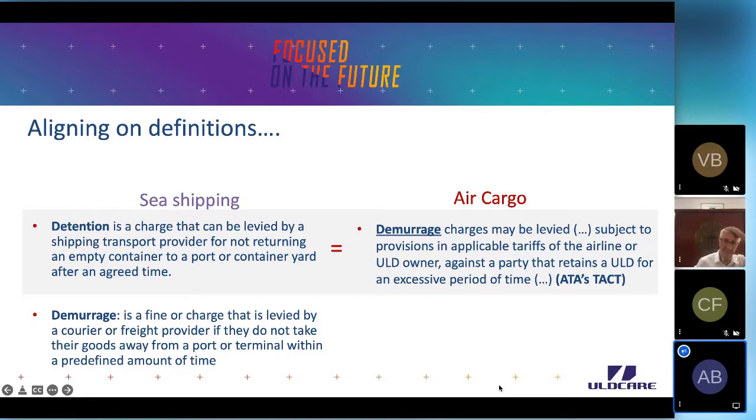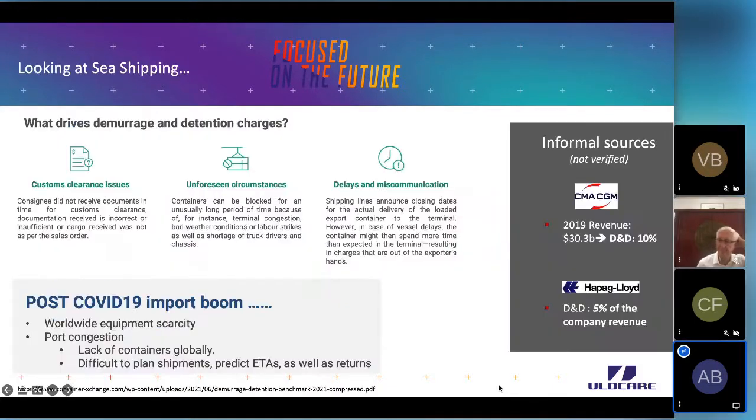Whereas demurrage in the sea shipping area, and again it depends on import and export, is a fine that a freight forwarder, for example, might incur if they do not take the goods away from the port or terminal within a predefined amount of time. But having said that, it's interesting, still looking at sea shipping, to see what drives the demurrage and detention charges in this world.